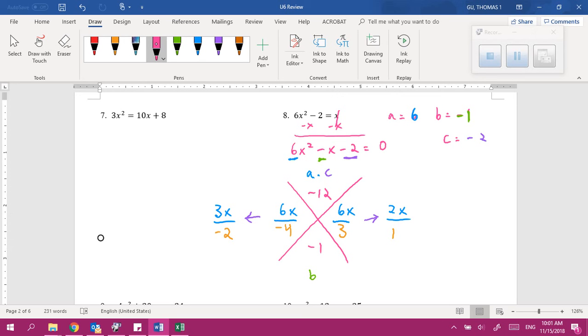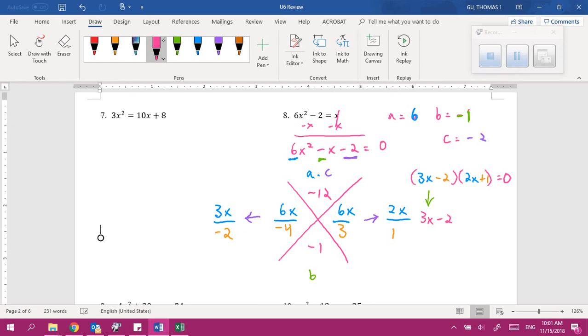So what goes inside my parentheses? 3x minus 2 and 2x plus 1. Alright, 3x minus 2 and 2x plus 1 equals 0. That's right. So that's the factored form. And now you need to write two equations to solve for x. So what are those two equations going to be?